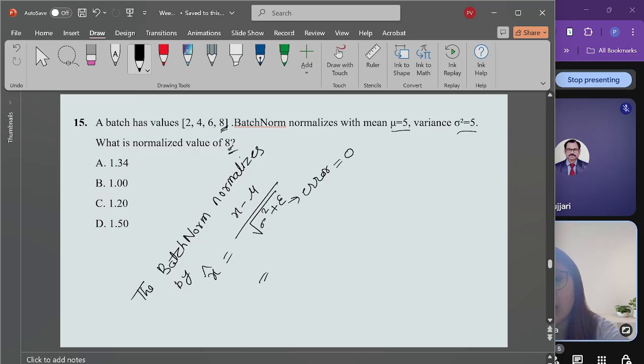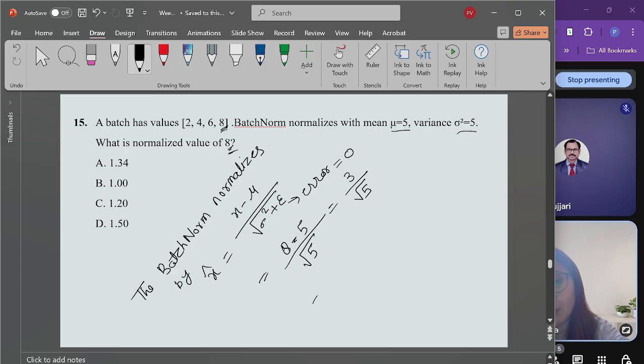So that means x is equal to 8. For this one only they have asked 8, mu is given, 8 minus 5, and sigma square is also given, so root of 5. So here you will get 3 divided by root of 5.